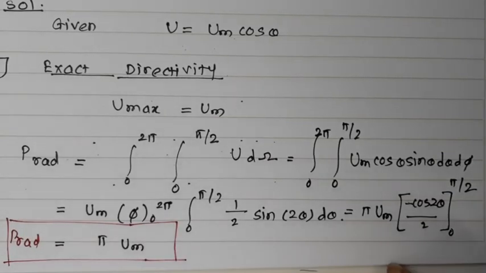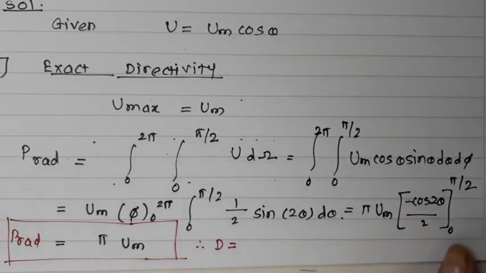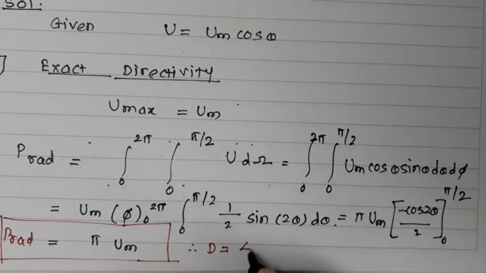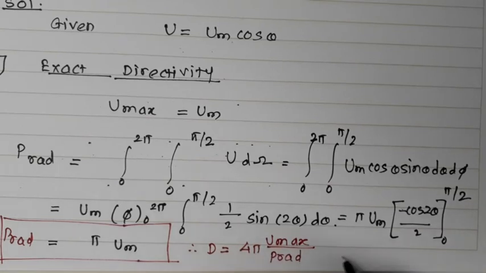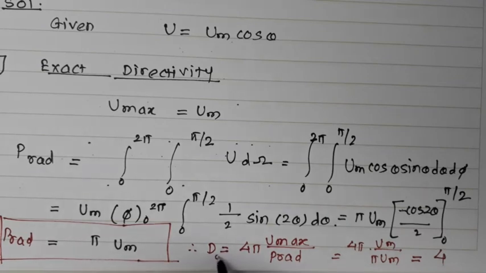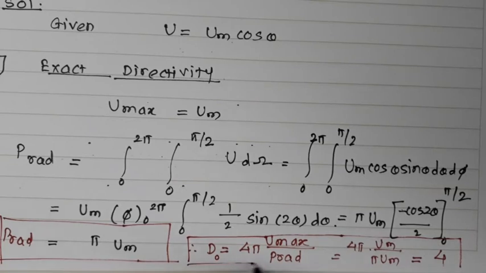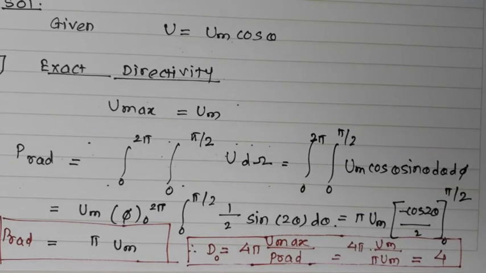If I have got this P radiated, how can I find out the directivity? D is equal to 4 pi Um divided by P radiated. So 4 pi into Um, and the radiated power is pi Um, so the pi will get cancelled, so 4. Whatever I have got here is the D0, or value of the directivity, which is 4, and this is nothing but the exact directivity. So this is the solution for the exact directivity.